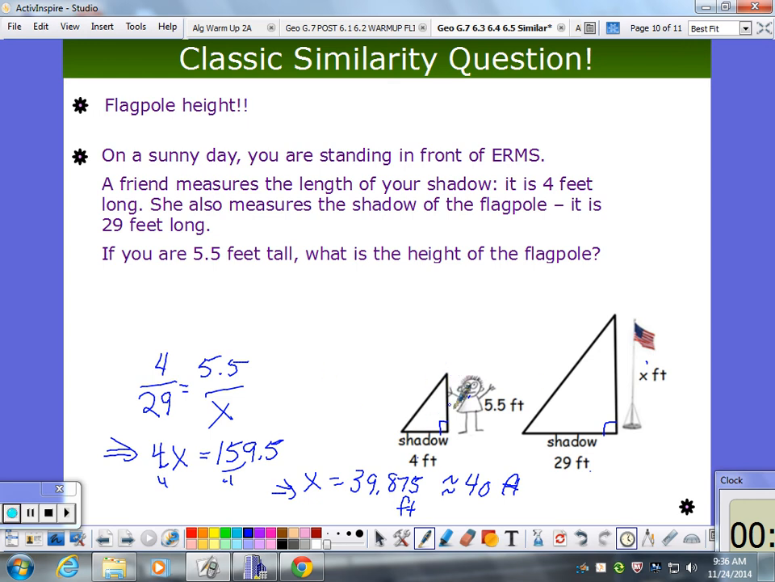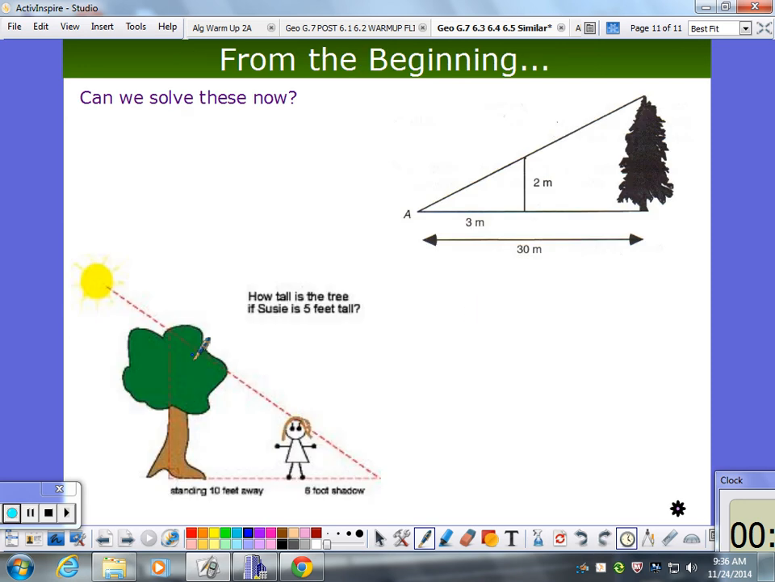So for the example we're doing here, which is kind of fun. Now in the beginning, I gave you 2 problems. These were on the front chart. Can we find out how tall the tree is? So let's see. Susie is 5 feet tall, and she's making her shadow. I think that's an 8-foot shadow.